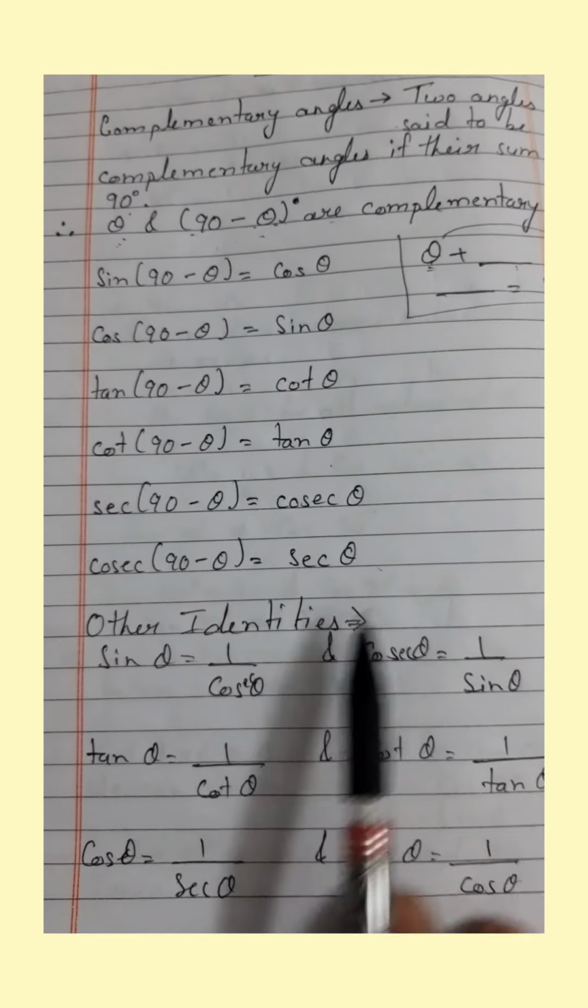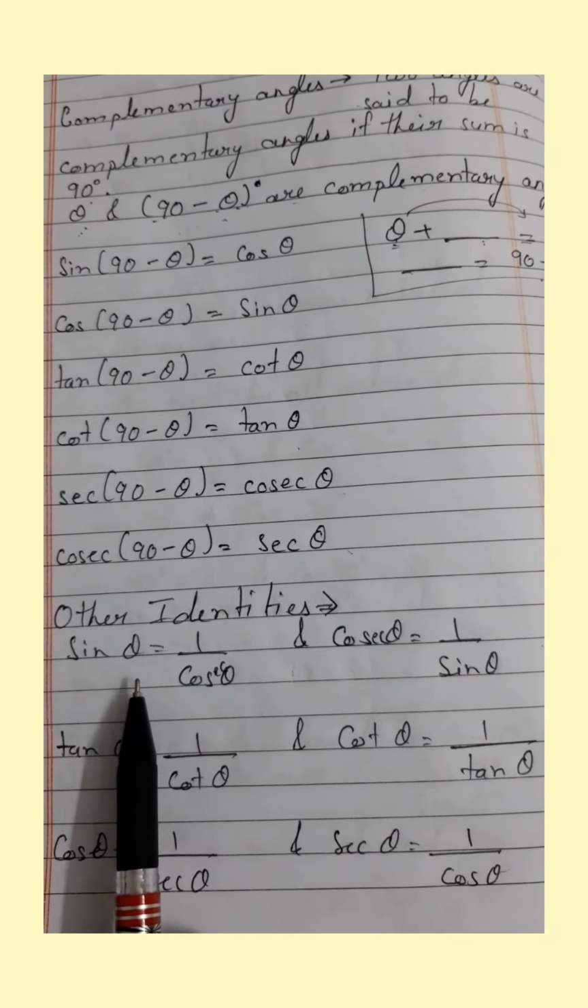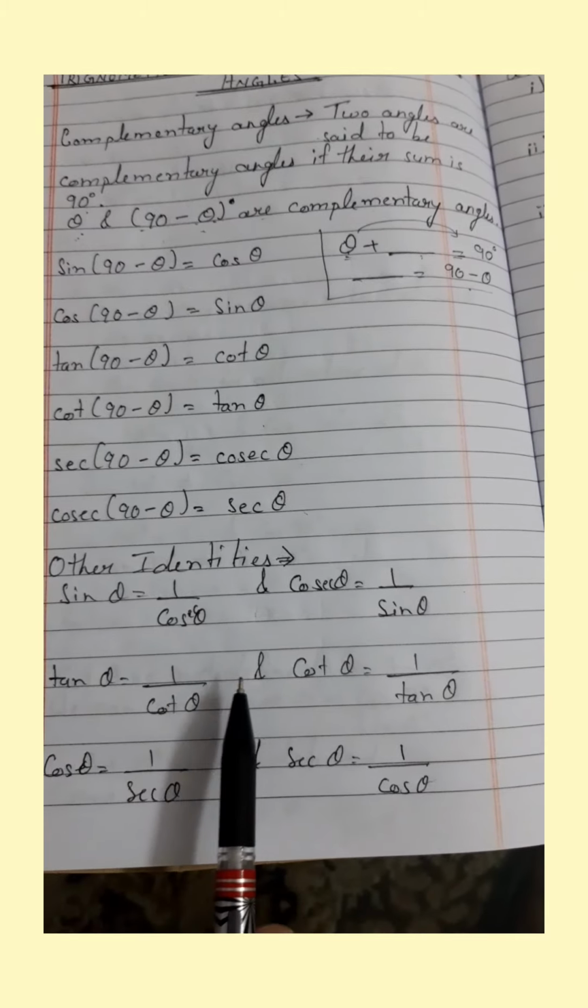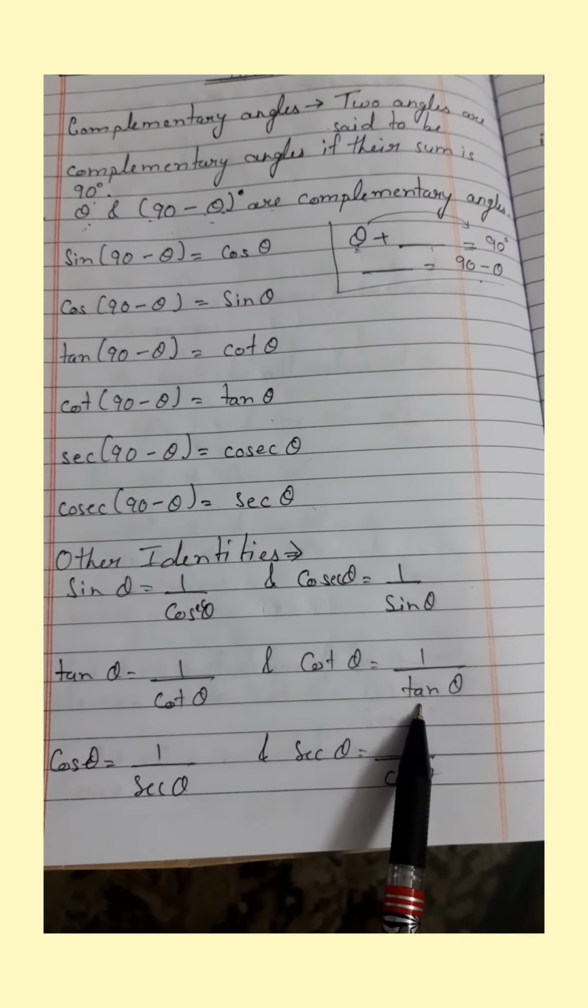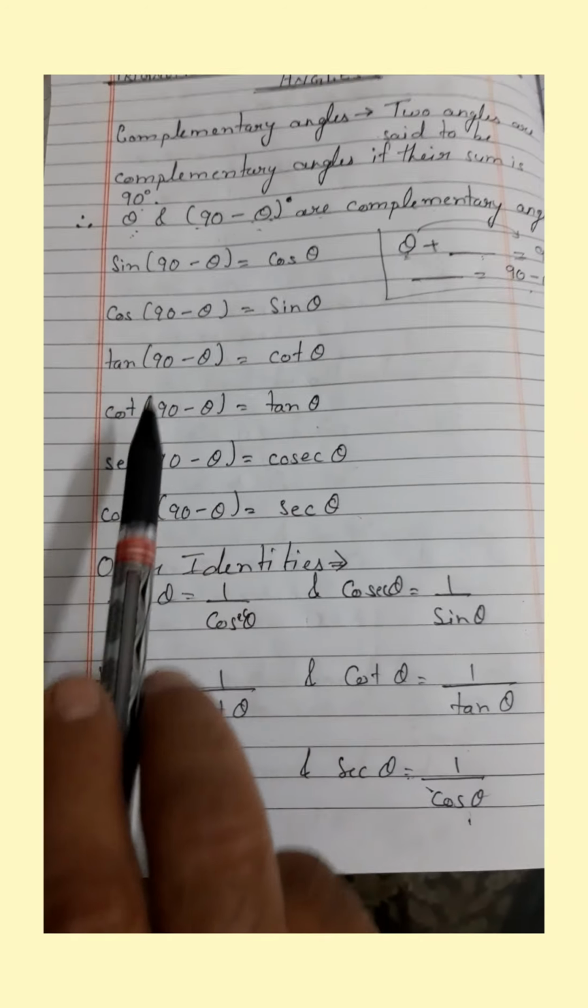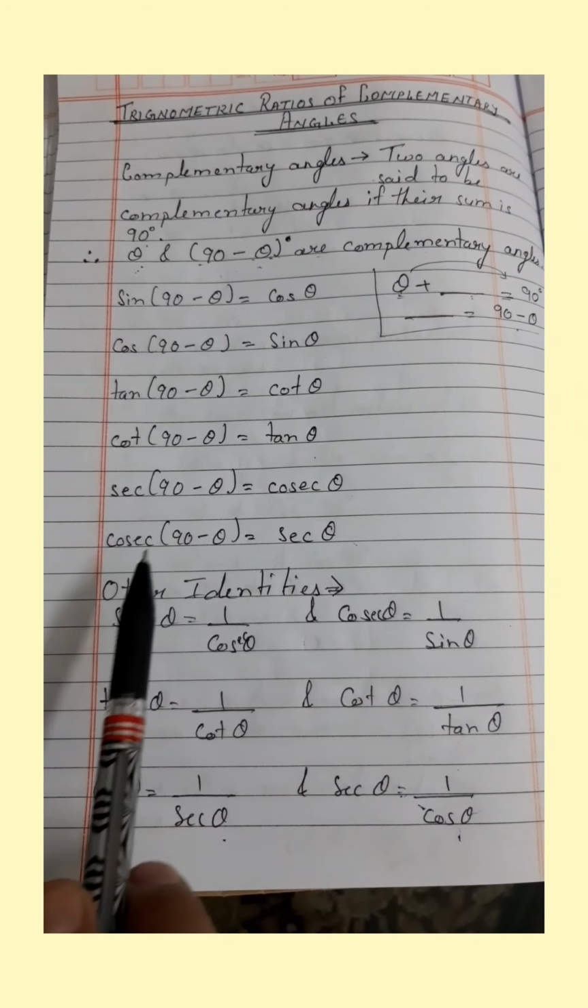Some other trigonometric identities are the reciprocals, right? So sin theta equals 1 upon cosec theta, and cosec theta equals 1 upon sin theta. Tan theta equals 1 upon cot theta, and cot theta equals 1 upon tan theta. These are the inverse ratios. Cos theta equals 1 upon sec theta, and sec theta equals 1 upon cos theta. So these six are known as inverse ratios, and these six are the complementary ratios, right?